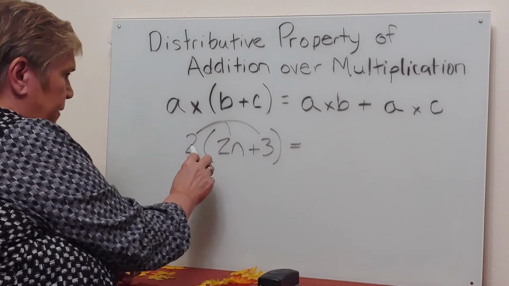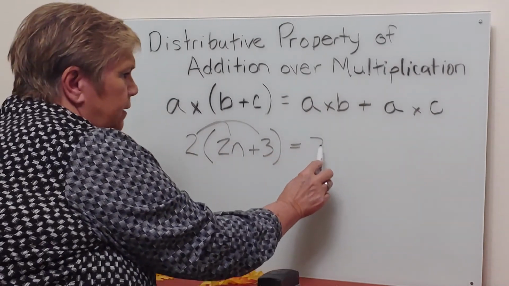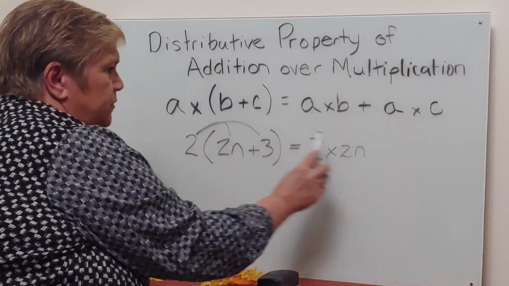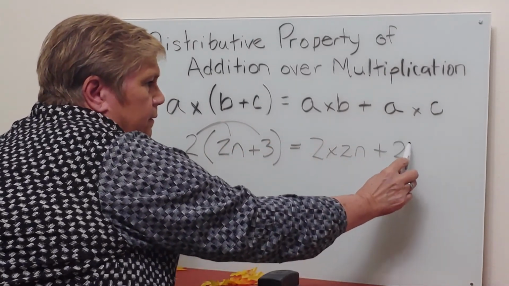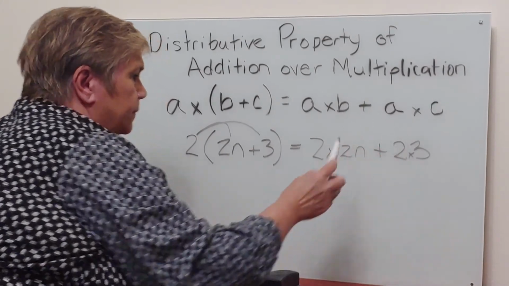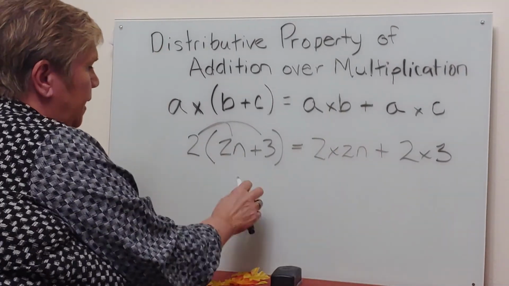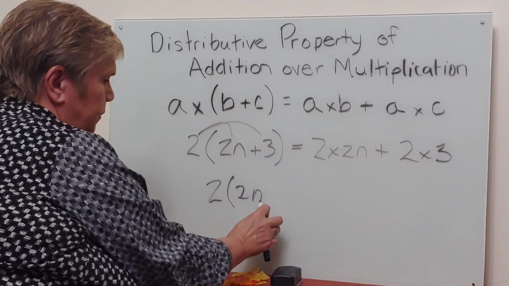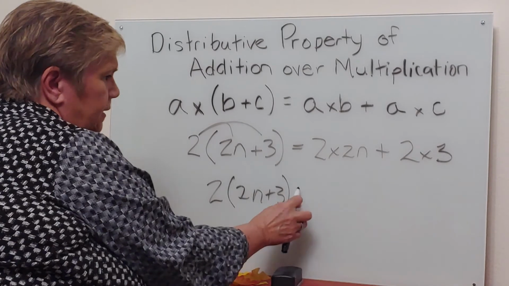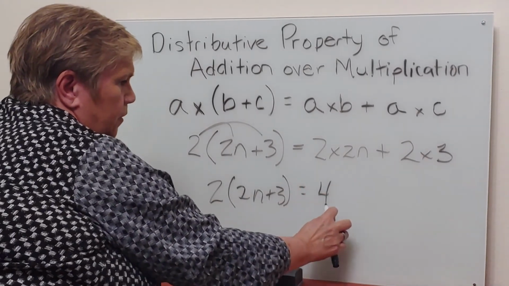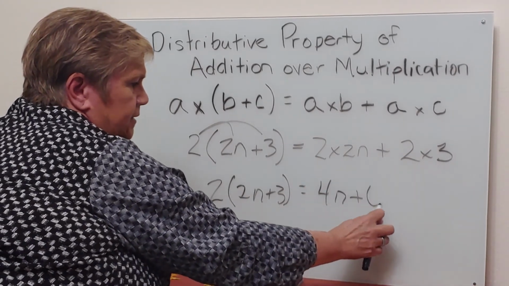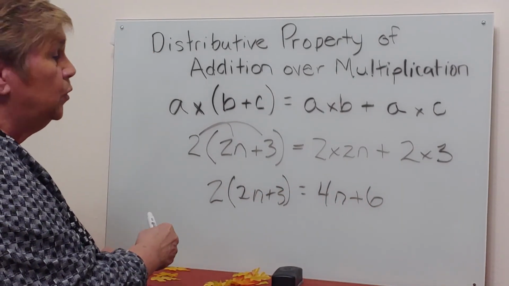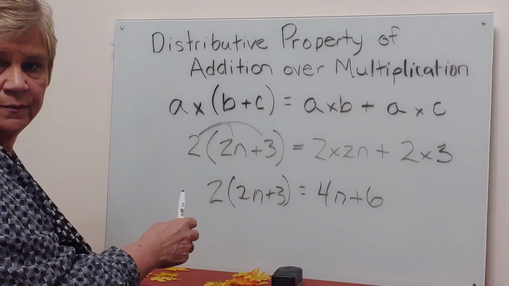So we're going to just do the same thing. We're going to do 2 times 2n, 2 times 3. So this equation would come out to 2 times 2n plus 3 is equal to 4n plus 6. This property is going to come in handy down the line when our equations become more difficult.